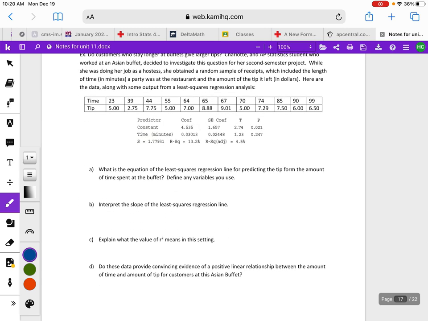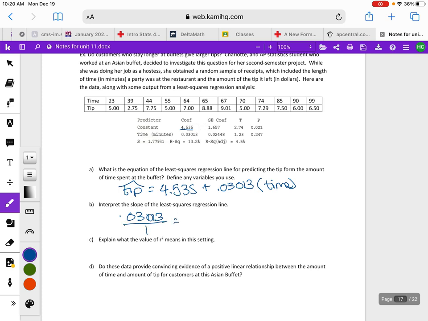Okay, so what is the equation of the least squares regression line? I'm going to let you guys do that. So remember that, just make sure you get the predicted. So we're predicting tip, I guess I am going to do it for you, is equal to, again, that's going to be your constant, which is 4.535, plus 0.03013 times the time that someone spent there, and then interpret the slope of the least squares regression line, 0.03013.